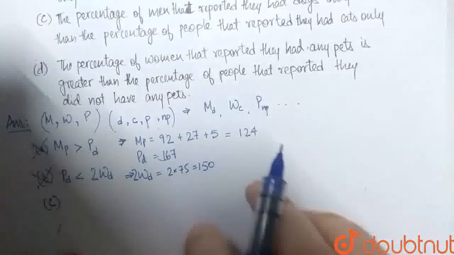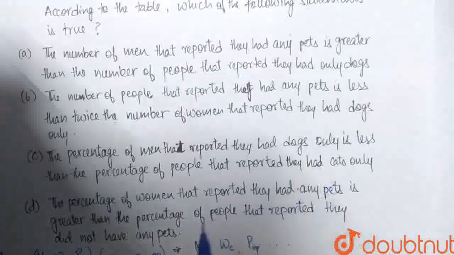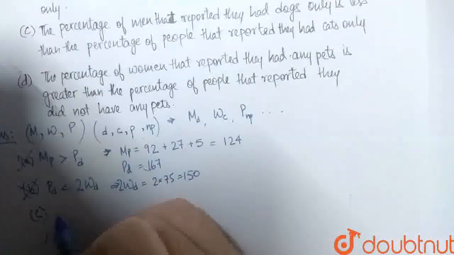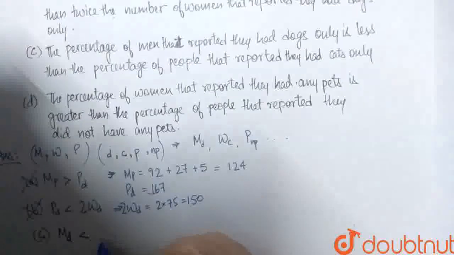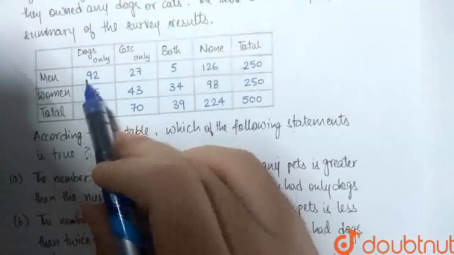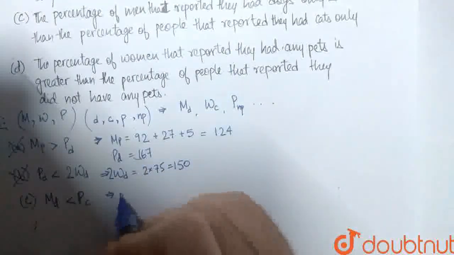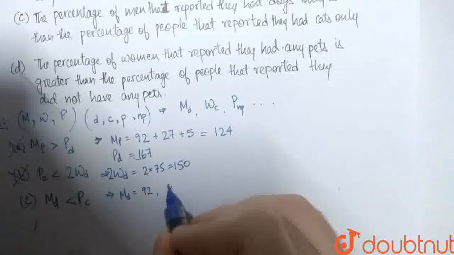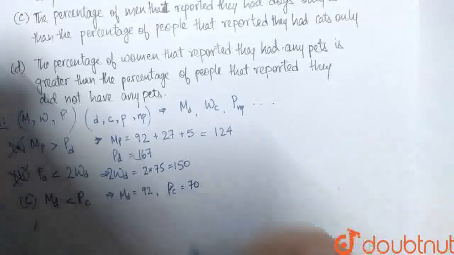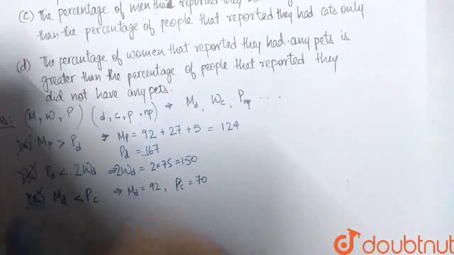Moving on to option C. The percentage of men that reported they had dogs is less than the percentage of people that reported they had cats only. So what this means is, MD is less than PC. So men with dogs only is less than people with cats. So let us check those numbers. Men with dogs we already know is 92, and people with cats only is the last row here and cats column, which is 70. So we have MD equals 92 and PC equals 70. So the statement says MD is less than PC, whereas this is not at all true. Therefore again option C is also incorrect.